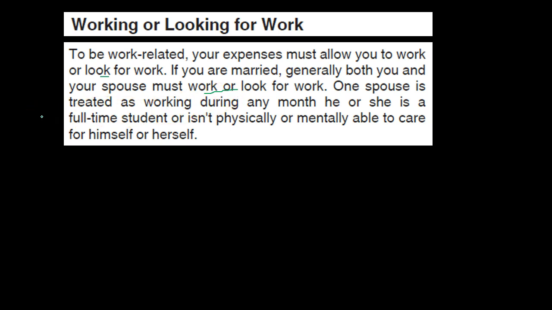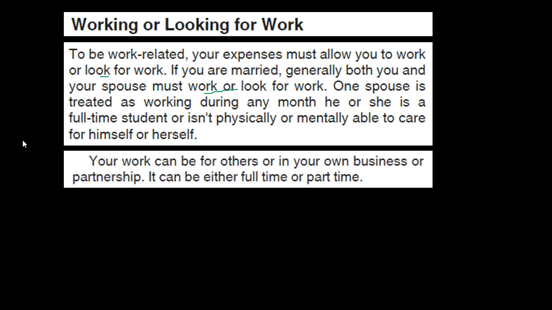One spouse is treated as working during any month he or she is a full-time student or isn't physically or mentally able to care for himself or herself. So for the purposes of this credit, if one of the married individuals is a full-time student, or is physically or mentally not able to care for himself or herself, then we wouldn't have the work requirement in essence, or the work requirement would be fulfilled, which could make it more likely to be able to take the credit. Back to the text.